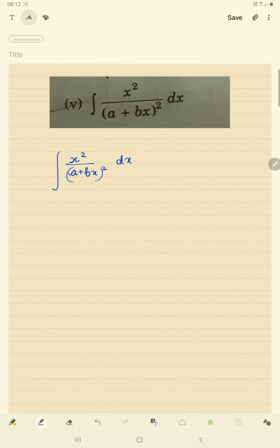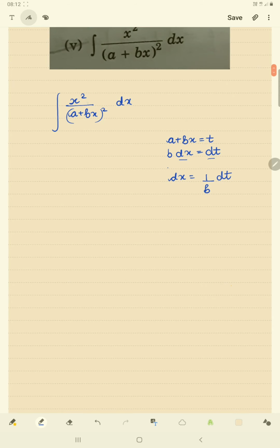Now to solve this we use the substitution method. So we take a plus bx to be t. So we have b dx is equal to dt. Now converting the dx into dt, we have dx is equal to 1 by b dt.